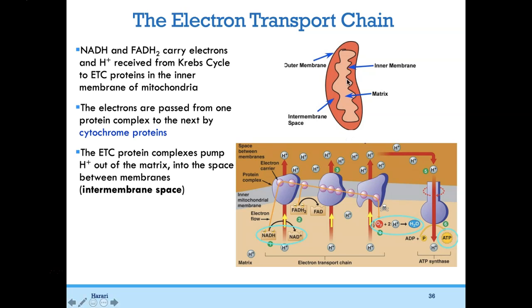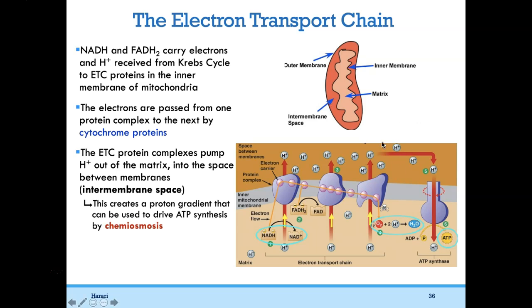We're taking the electrons that were carried by NADH and FADH2. We're having them transported along proteins in this membrane, using those electrons for energy. And then we can actively transport H+ into the intermembrane space. This creates a proton gradient.